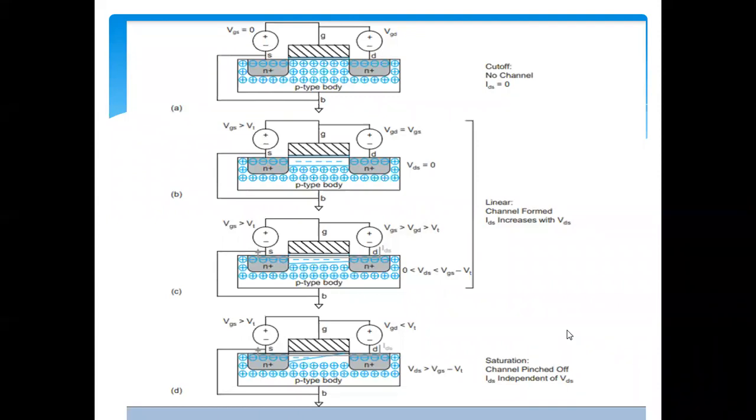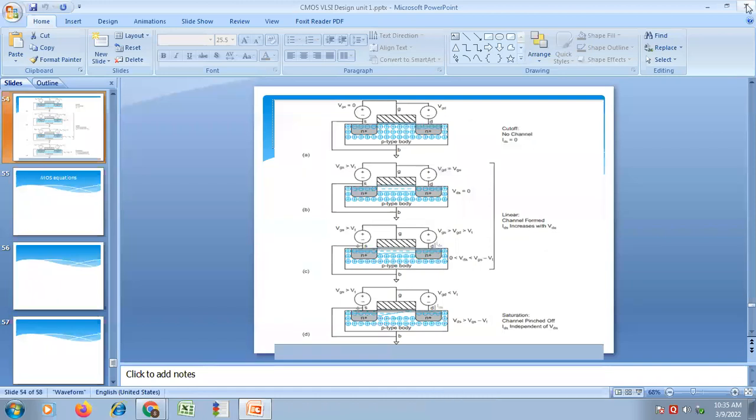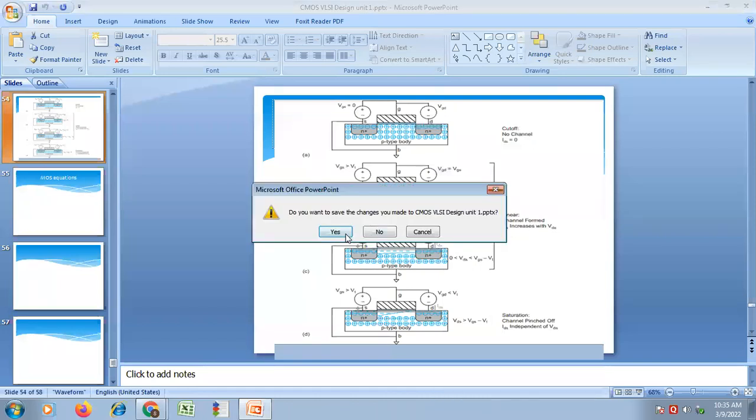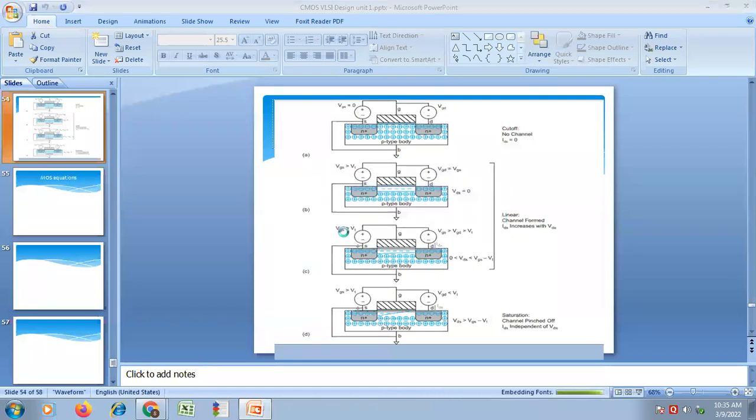For now we will stop here. We have one more lecture today, so we will continue with the MOS design equations in that lecture. Okay, for now we will stop here. If you have any query or doubt, you can raise your doubt now. No doubt, sir.